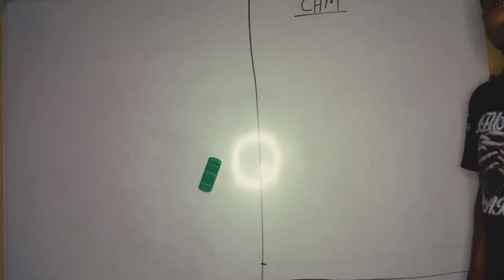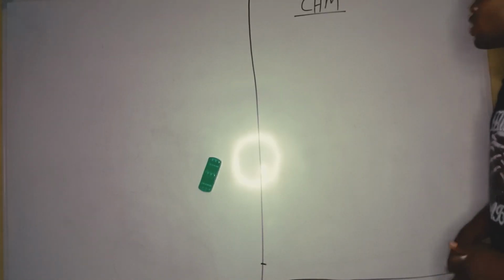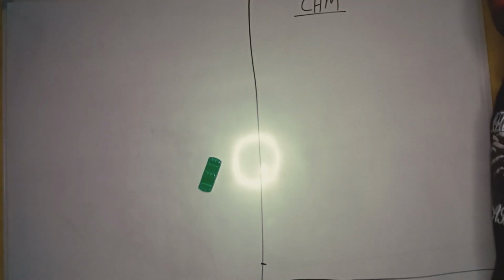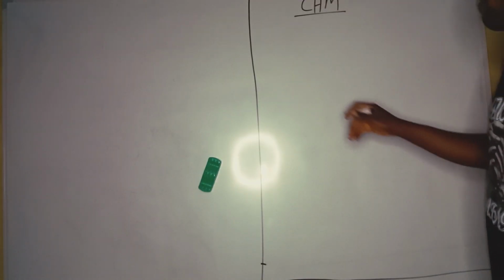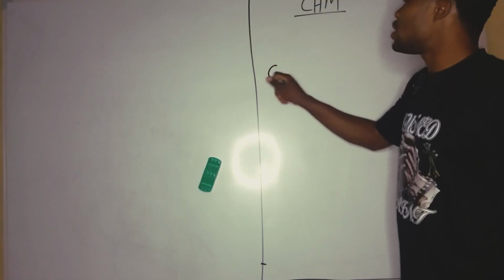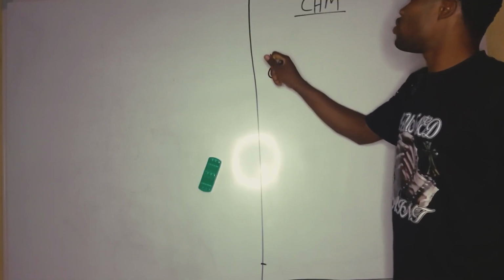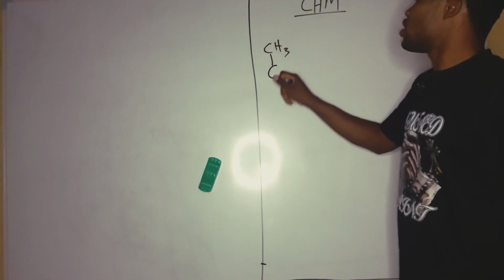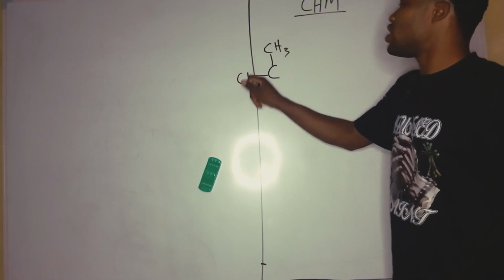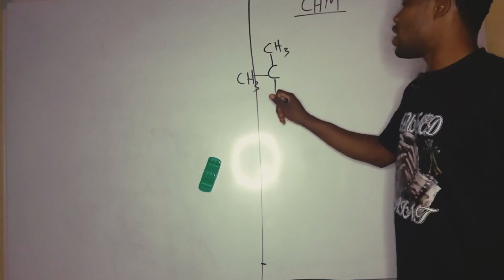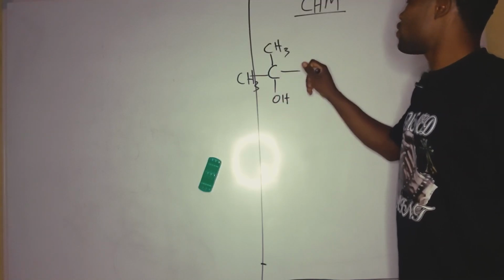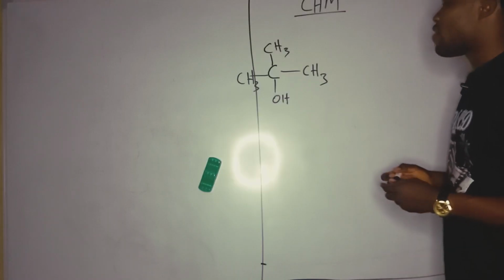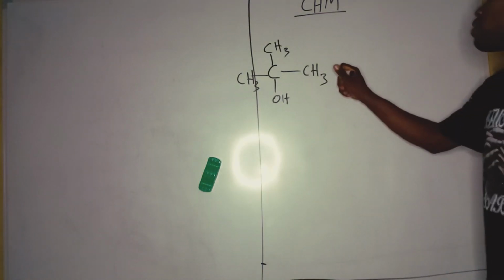I'll be looking at a simple reaction that has to do with dehydration of alkanols to produce alkenes. Okay. Let's say we have an alkanol like this: CH3, CH3, OH, CH3. I have an alkanol like this, and I'm about to dehydrate.